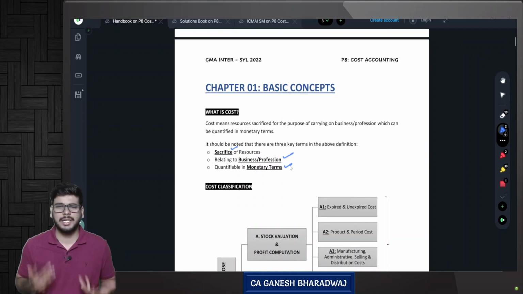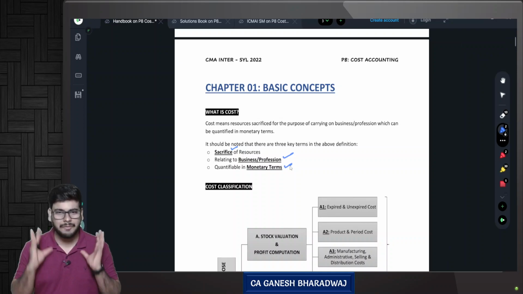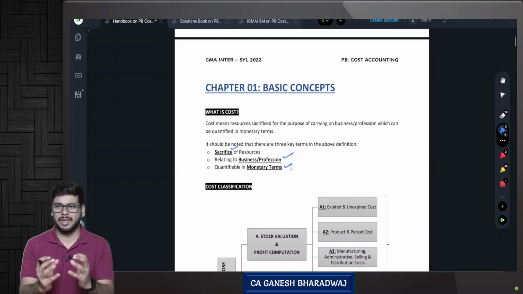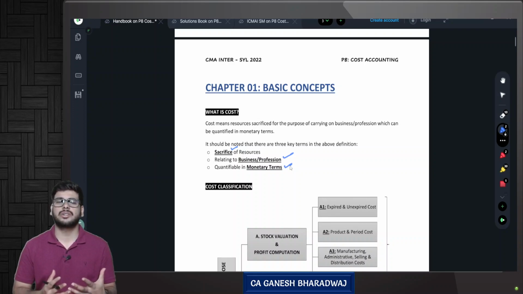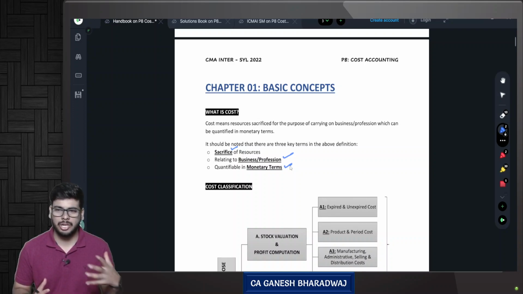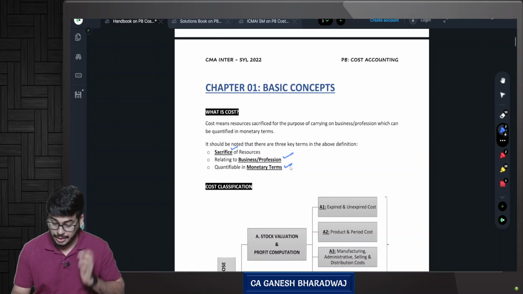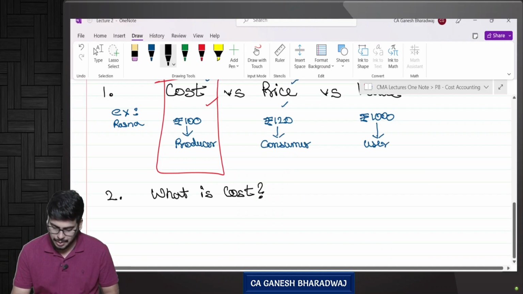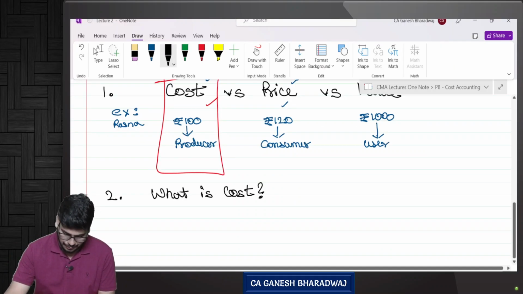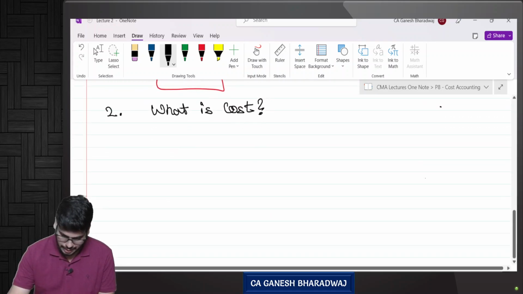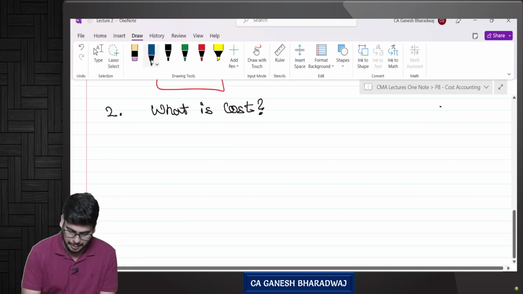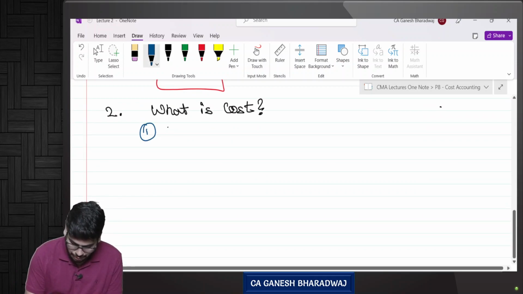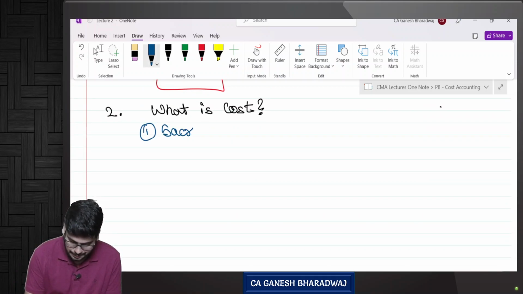Now, sir, please explain. I will give you an example. Whenever we are learning a concept, I strongly believe in the logic of giving examples, because the moment I give you an example, you will be able to relate to the concept I'm trying to explain. So let's take an example for this. Example for the first, sacrifice.